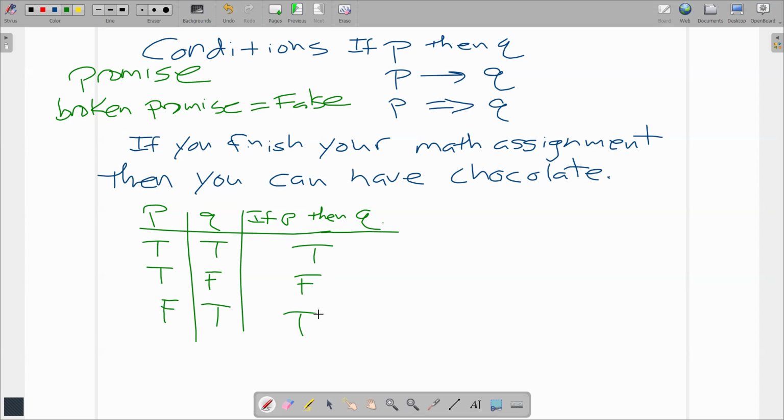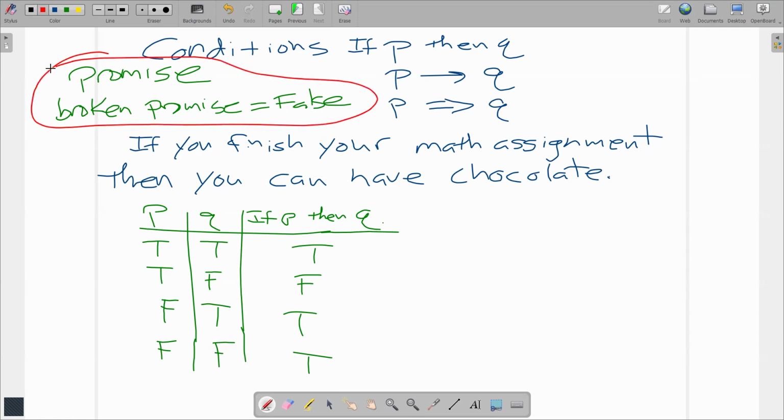That one's the weird one. I had to let that sink in when I first learned that. I don't finish my homework. I didn't get any chocolate. That doesn't break that promise, so it's still true. For some reason, that last one was easier for me to get than the third one. First and second make perfect sense. The other two are kind of like, really? Yeah, that's the way it goes.